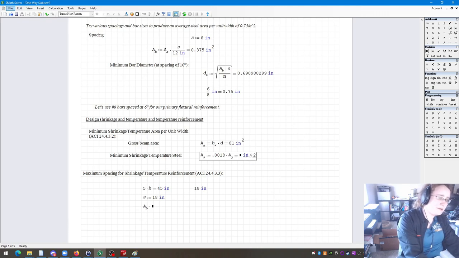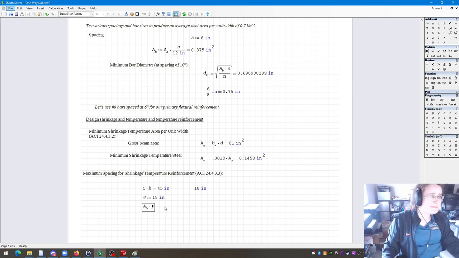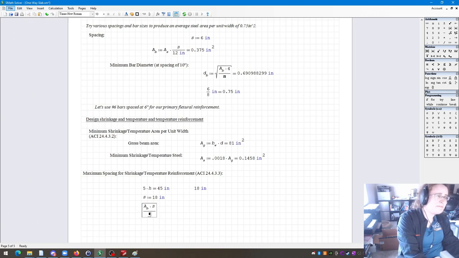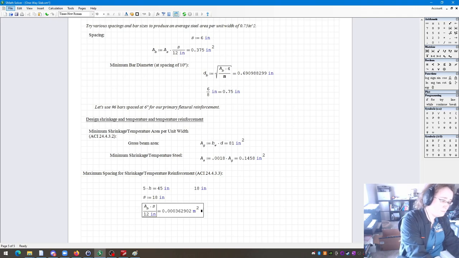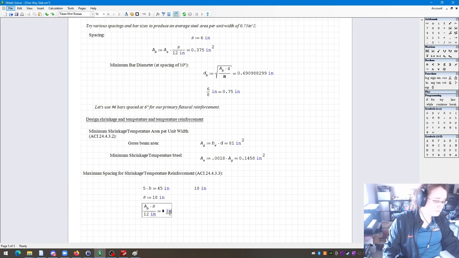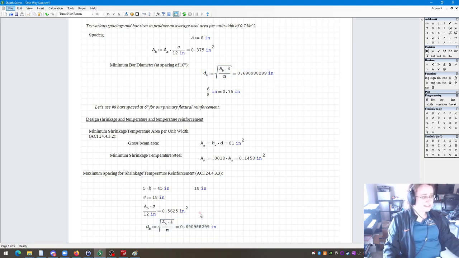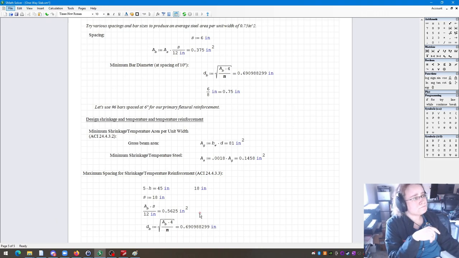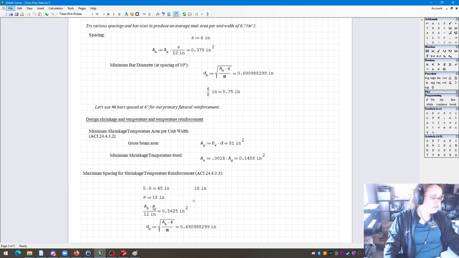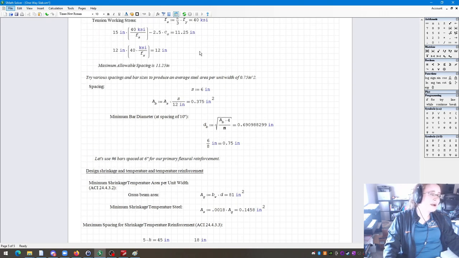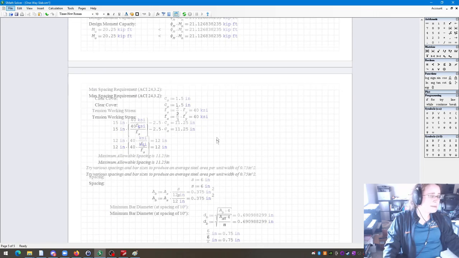Again, A sub S is the steel per unit width of the beam, while AB, what I'm labeling AB here, would be the area of a single bar. So AB times the spacing divided by 12 inches. That many meters squared or inches squared. Oh, that didn't turn out right. And then the required bar diameter then is just this. So that would also be a relatively large bar size. Something doesn't look right. Spacing is 18 inches. Well, I guess our area of steel required was relatively small here, probably because of our large beam depth.